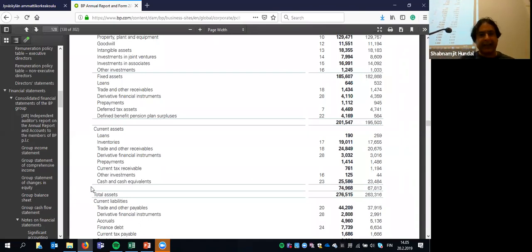And all other things, cash and cash equivalents. What is meant by cash? Well, you know what cash is. What is meant by cash equivalents?